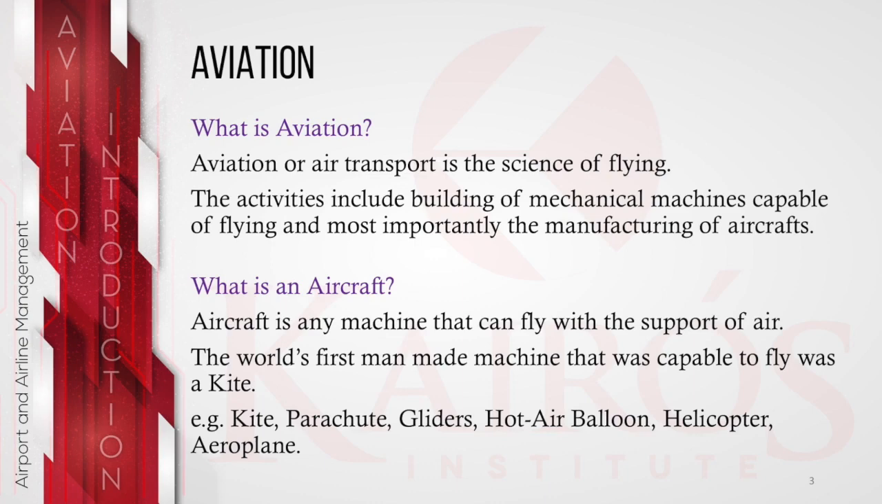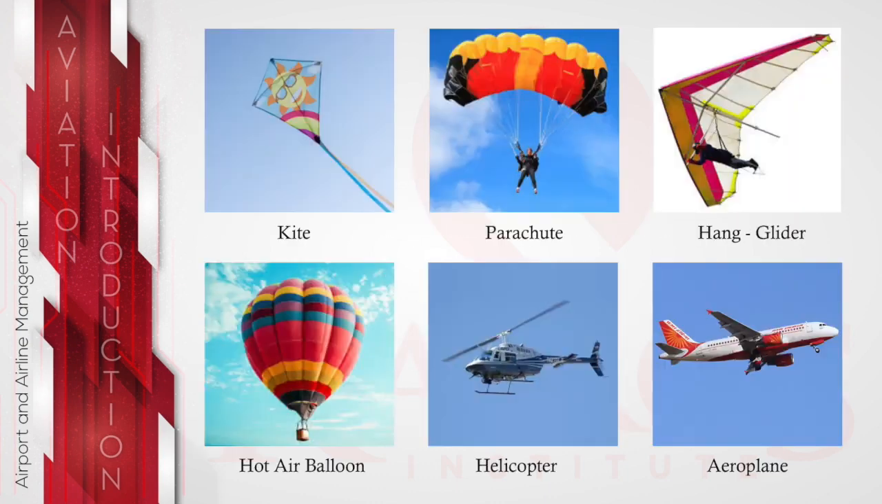The world's first man-made machine that was capable to fly was a kite. There are various examples for machines that are capable to fly. As I said earlier, we have the kite, we have parachutes, we have hang gliders, we have helicopters, hot air balloons, and finally our aeroplanes.